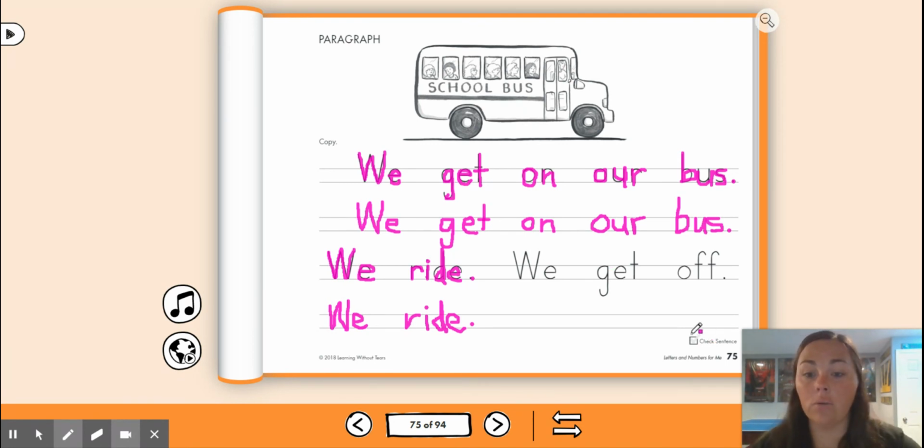And then your adult or brother, sister, whoever is with you can give you a big check there for doing a nice job. And you can even color your little school bus if you'd like.